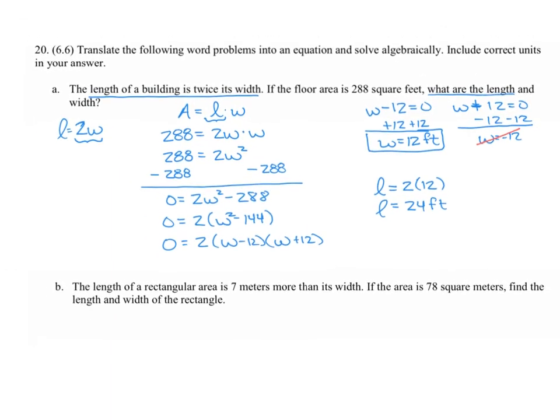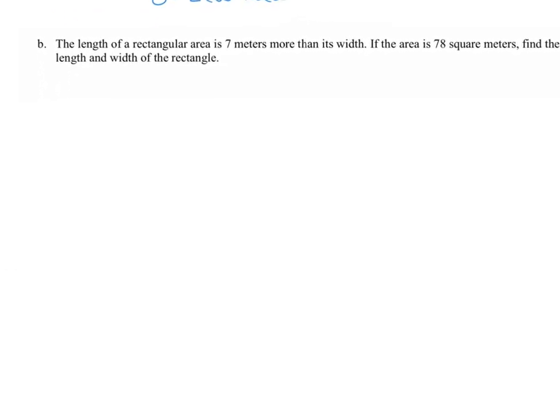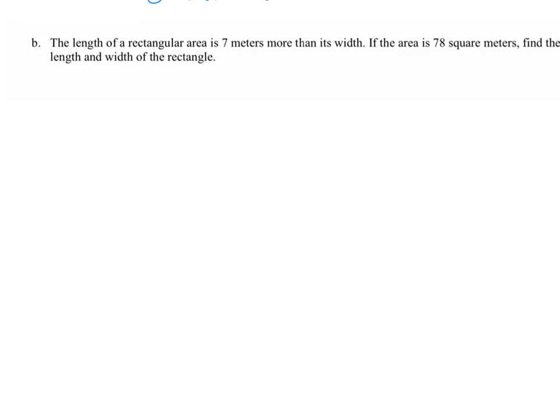All right, the last one. We have the length of a rectangular area is 7 meters more than its width. If the area is 78, we want to find the length and width of the rectangle. Okay, so let's see here. Let's start off with our first statement. The length is 7 meters more than the width. So if we set that up, we get W plus 7.